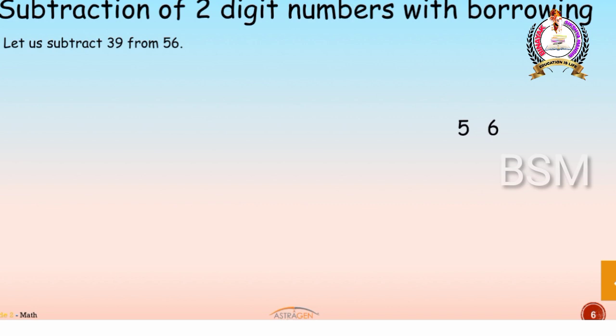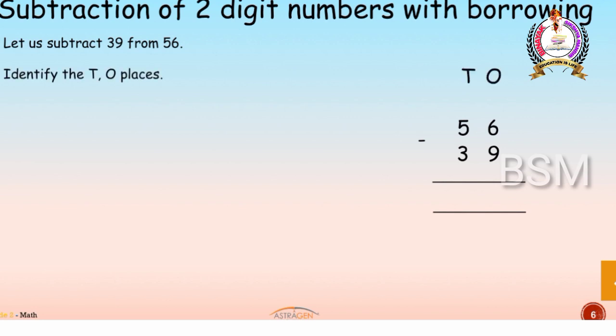So what will you do? You will first write 56 on the top because 56 is a bigger number. Minus 39. Right? Now you got to identify the tens and the ones places, and that is what they are. First, what will we subtract? We will subtract the ones place.